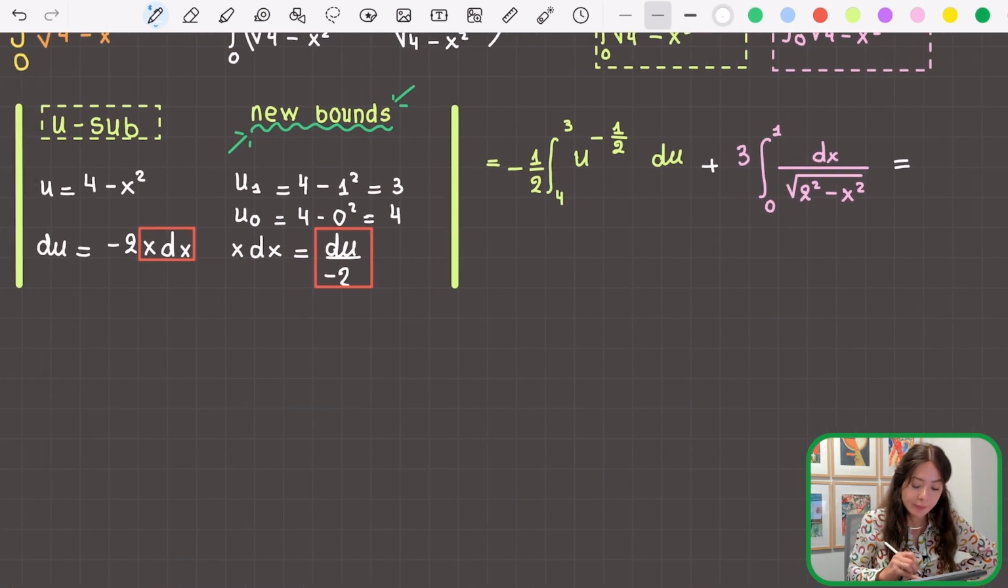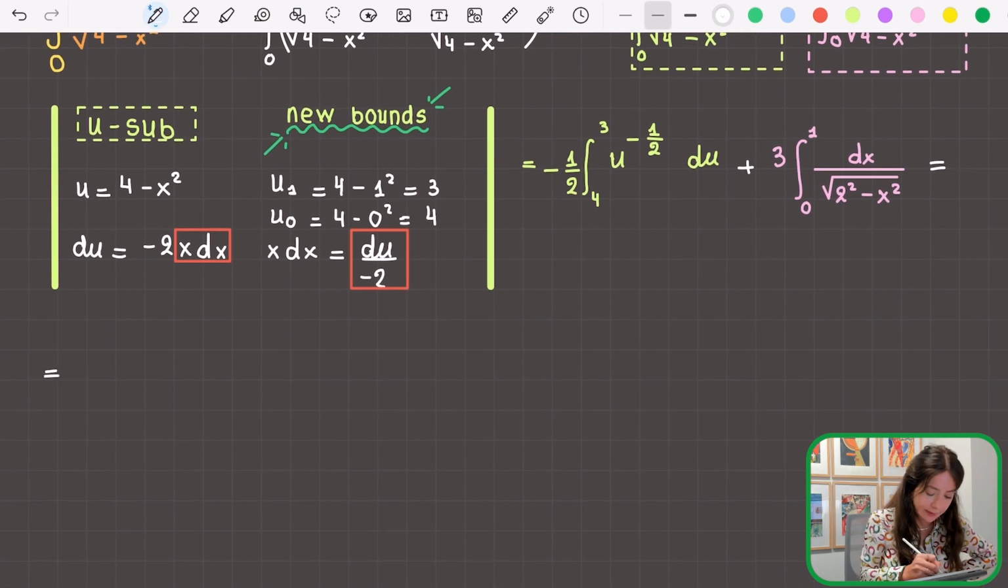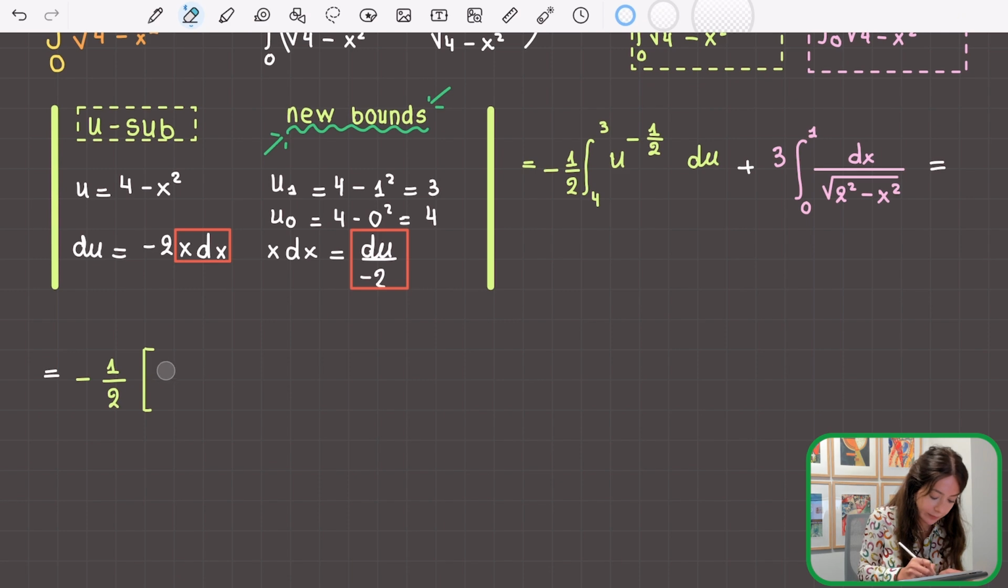Okay, now I'm going to take both of these integrals and open the square brackets because I'm going to need to have bounds. So I have u to the power of negative 1/2 plus 1 because I'm taking this integral.